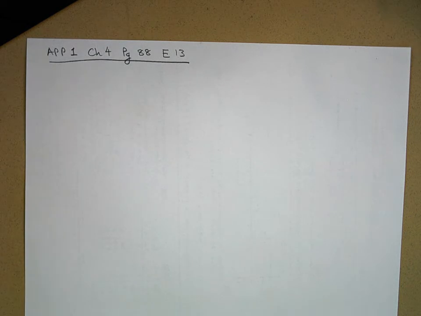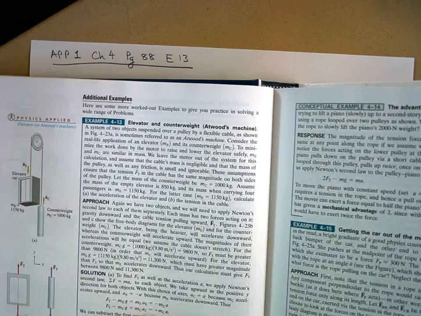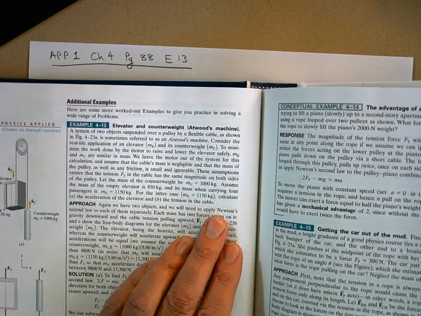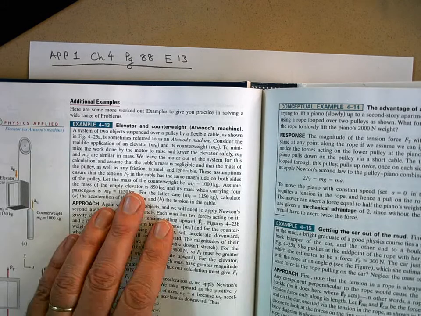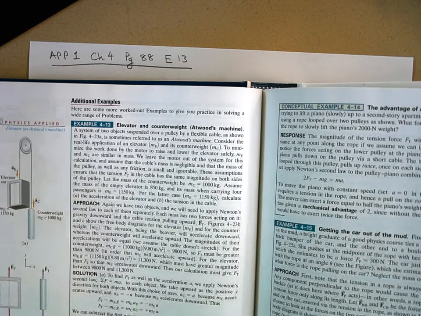Let's do example problem 13 on page 88. Here's the problem in the book right here. And I'm just going to read it. There's a lot of writing here that you don't really need. It says, system of two objects suspended over a pulley by a flexible cable as shown in figure 23A.